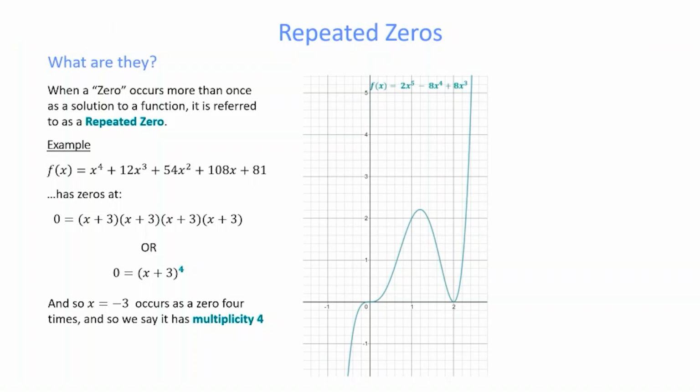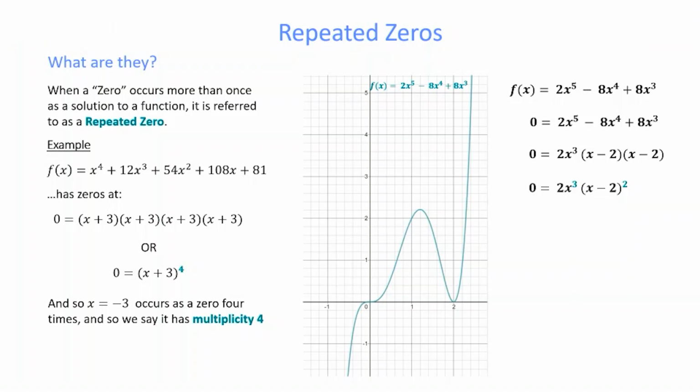In this graph on the right hand side, which is f of x equals 2x to the power 5 minus 8x to the power 4 plus 8x cubed, when we factorize this down, we get 0 equals 2x cubed multiplied by x minus 2 squared. So we'd have x equals 0 as a solution 3 times, and x equals 2 as a solution twice.